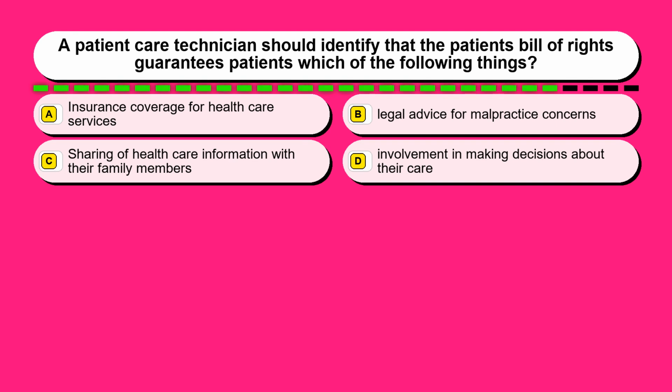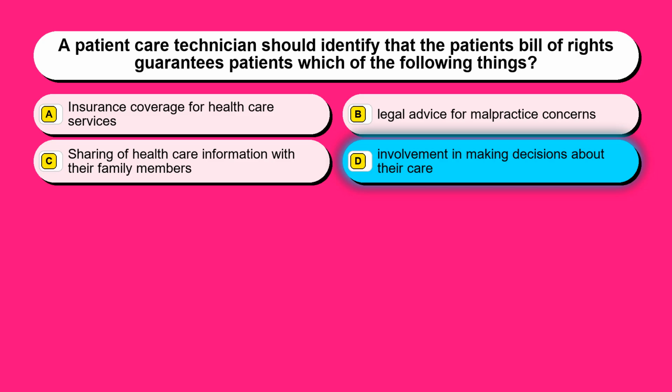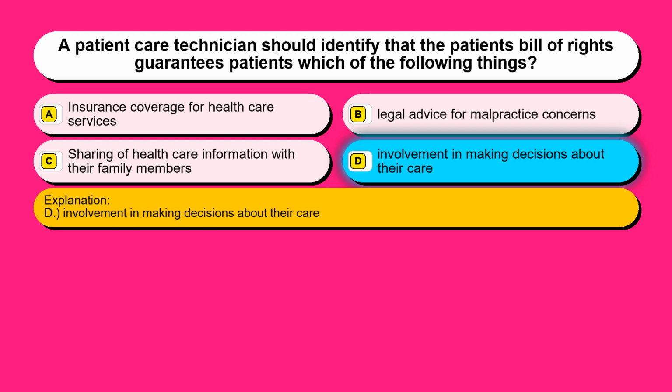A patient care technician should identify that the patient's Bill of Rights guarantees patients which of the following things? Option A, insurance coverage for healthcare services. Option B, legal advice for malpractice concerns. Option C, sharing of healthcare information with their family members. Option D, involvement in making decisions about their care. The correct answer is option D, involvement in making decisions about their care.